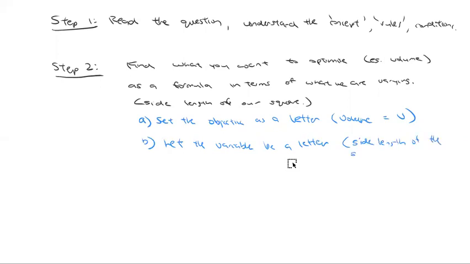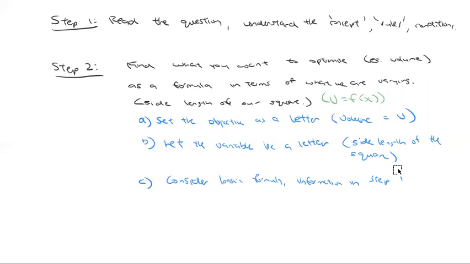All right. And then C is, again, try to do step 2. Basically, we're saying we need V as a function of x. So we've set V, we've now set x, and you basically need to consider basic formulas and information in step 1. So now you need to use primary school maths and just your general math skills to get V in terms of x.